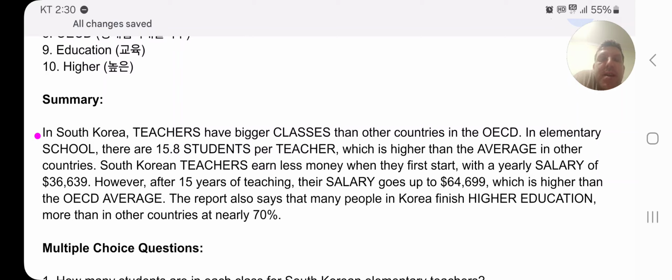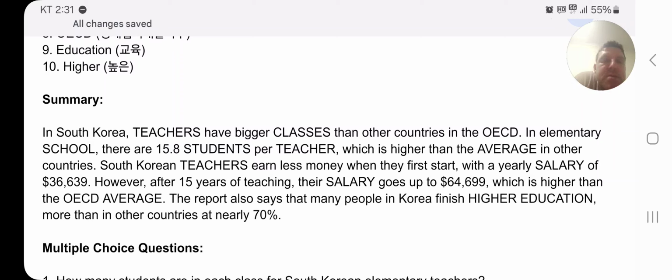In elementary school, there are 15.8 students per teacher on average, which is higher than the average in other countries. Also, South Korean teachers earn less money when they first start, a lot less money than other countries, with a yearly salary of 36,639 US. That's US. However, after 15 years of teaching, their salary goes up to 64,699, which is higher than the OECD average. So at first they get paid a lot less than other countries, but later they're actually getting paid more. So I don't know if that's good or bad.